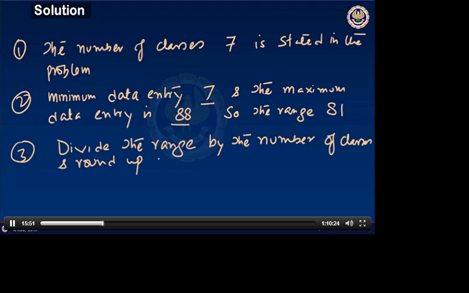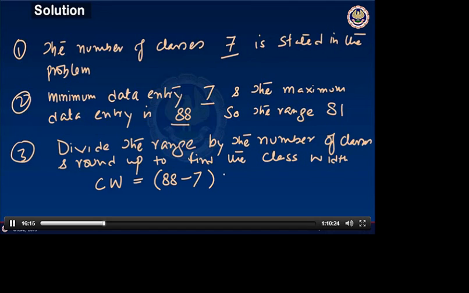So the ultimate objective is to find the class width so that we can make a frequency distribution. And then we found that the class width is the range, that is 88 minus 7, divided by 7, which is the number of classes. So we find it is 11.57. This can be rounded off to 12.